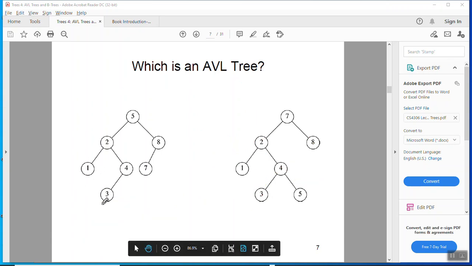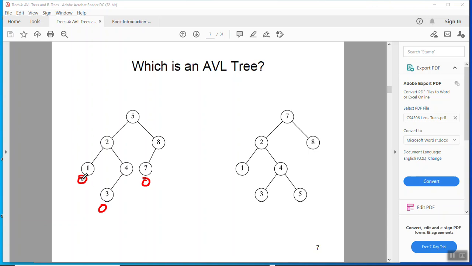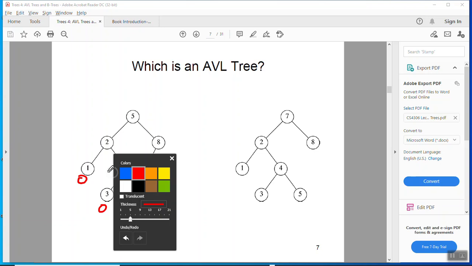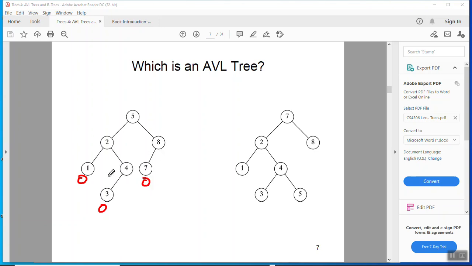For this one the balance factor is equal to 0, for this one 0, for this one 0, right? For this one the balance factor will be 1 minus 0, the right side is 0, so 1 minus 0 equals 1. For this node, what will the balance factor be?